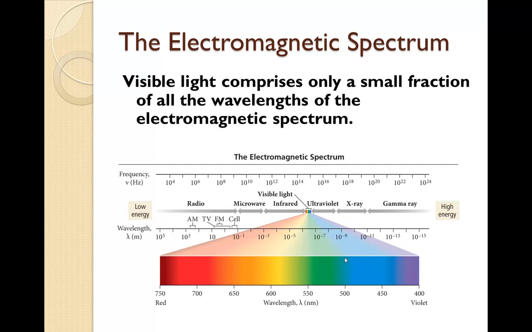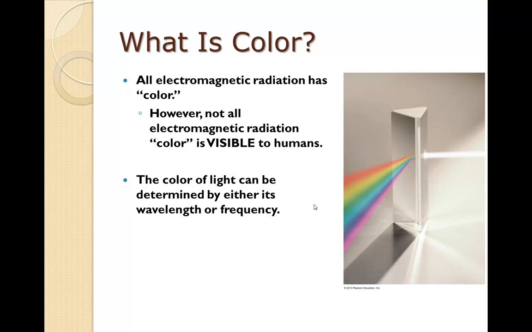Visible light comprises only a small fraction of all the wavelengths of the electromagnetic spectrum. So what is color? All electromagnetic radiation actually has color. However, humans can only see a small amount of it. So it's only visible by color by a little bit. The color of light can be determined by either its wavelength or frequency.